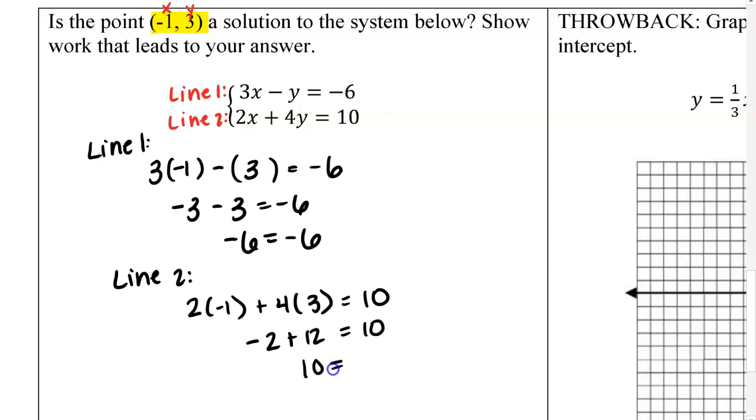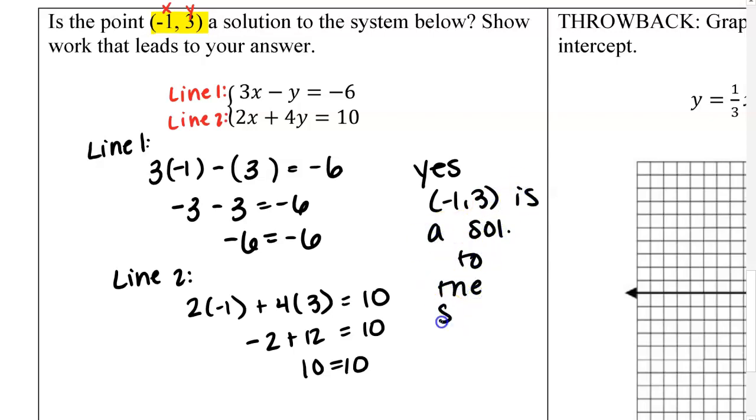So 10 does equal 10, which means that yes, -1, 3 is a solution to the system because it made both equations true.